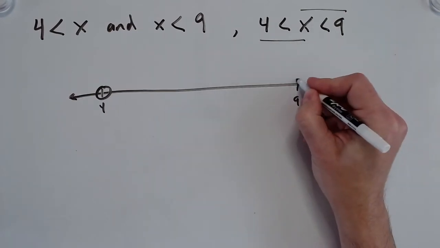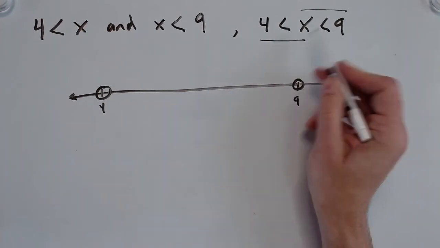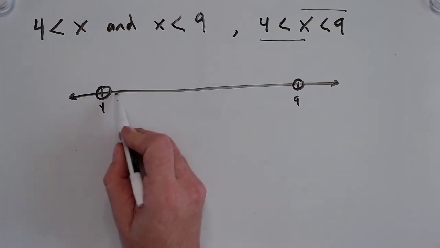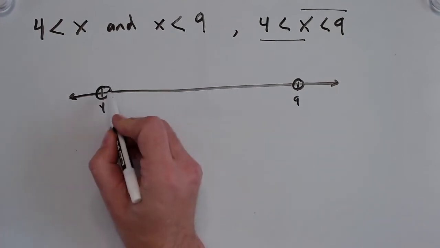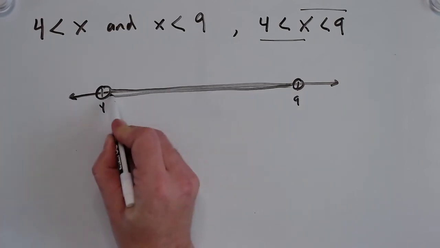So again, we have to avoid 9, we have to avoid 4, because we know that it's greater than 4 and less than 9. So it can't be 4 and it can't be 9. But it's greater than 4 and it's less than 9. So it's this space on the number line between those 2 points.